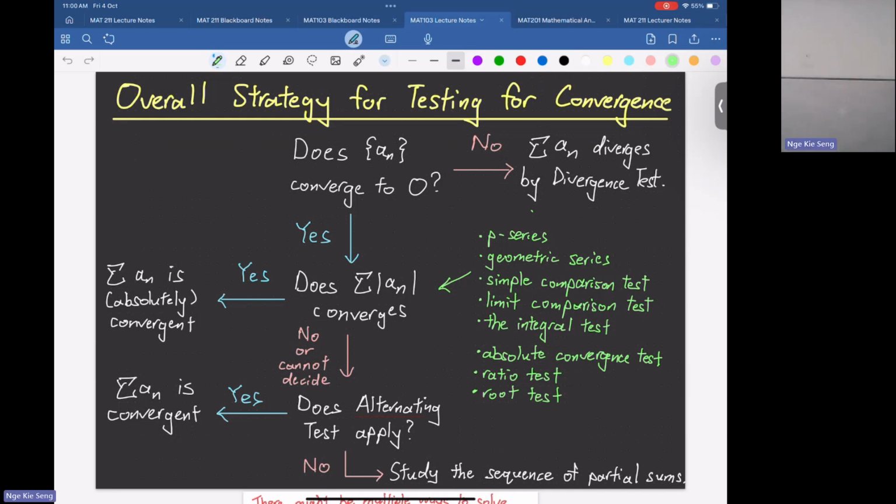No question? Yeah, this topic you have to try more exercises. Okay, like the textbook ones. Then you will see which test is better for which kind of series.